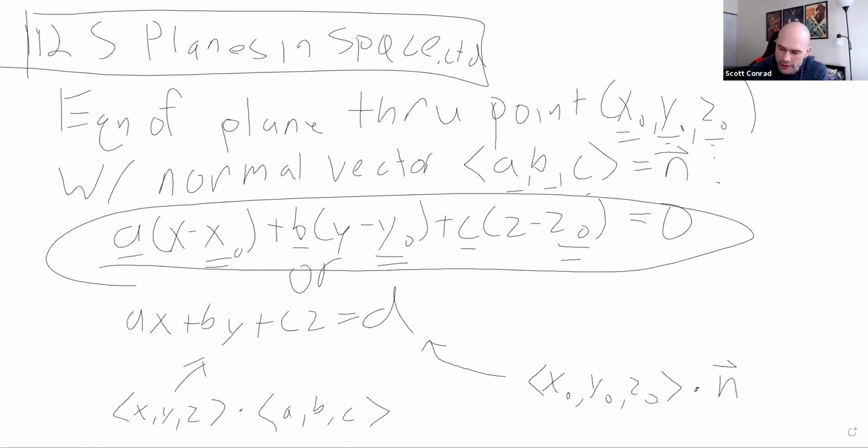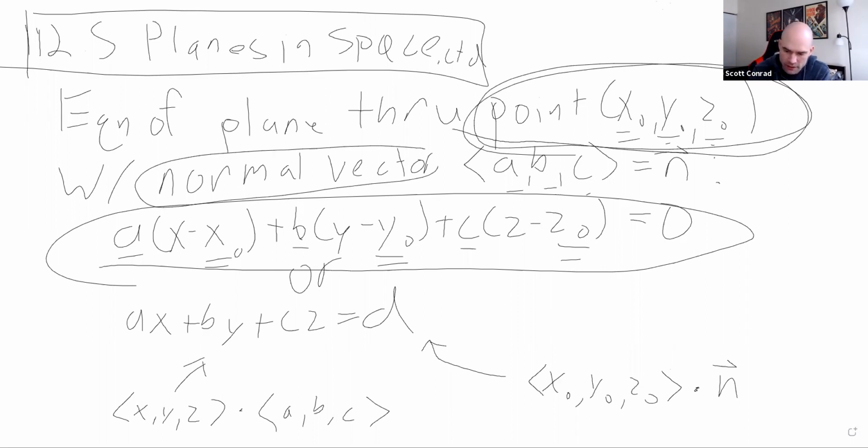But you always want to find a point and a normal vector. Those two things are what you always need to find when you need to find the equation of a plane.